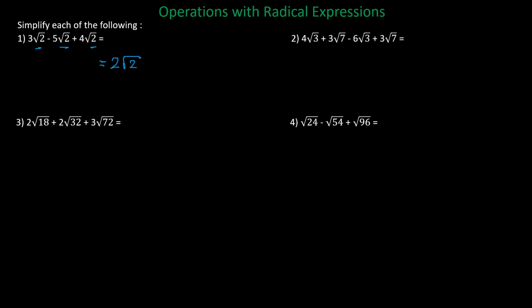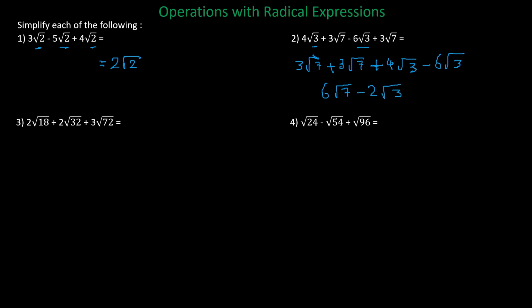In example number 2, we have 4 square root of 3 plus 3 square root of 7 minus 6 square root of 3 plus 3 root of 7. So we have two types of root. We will do each together. Let's do 3 root 7 plus 3 root 7 plus 4 root 3 minus 6 square root of 3. Now we can add these together and the other two roots together. So 3 root 7 plus 3 root 7 will be 6 square root of 7, plus 4 square root of 3 minus 6 root of 3. It will be negative 2 square root of 3.